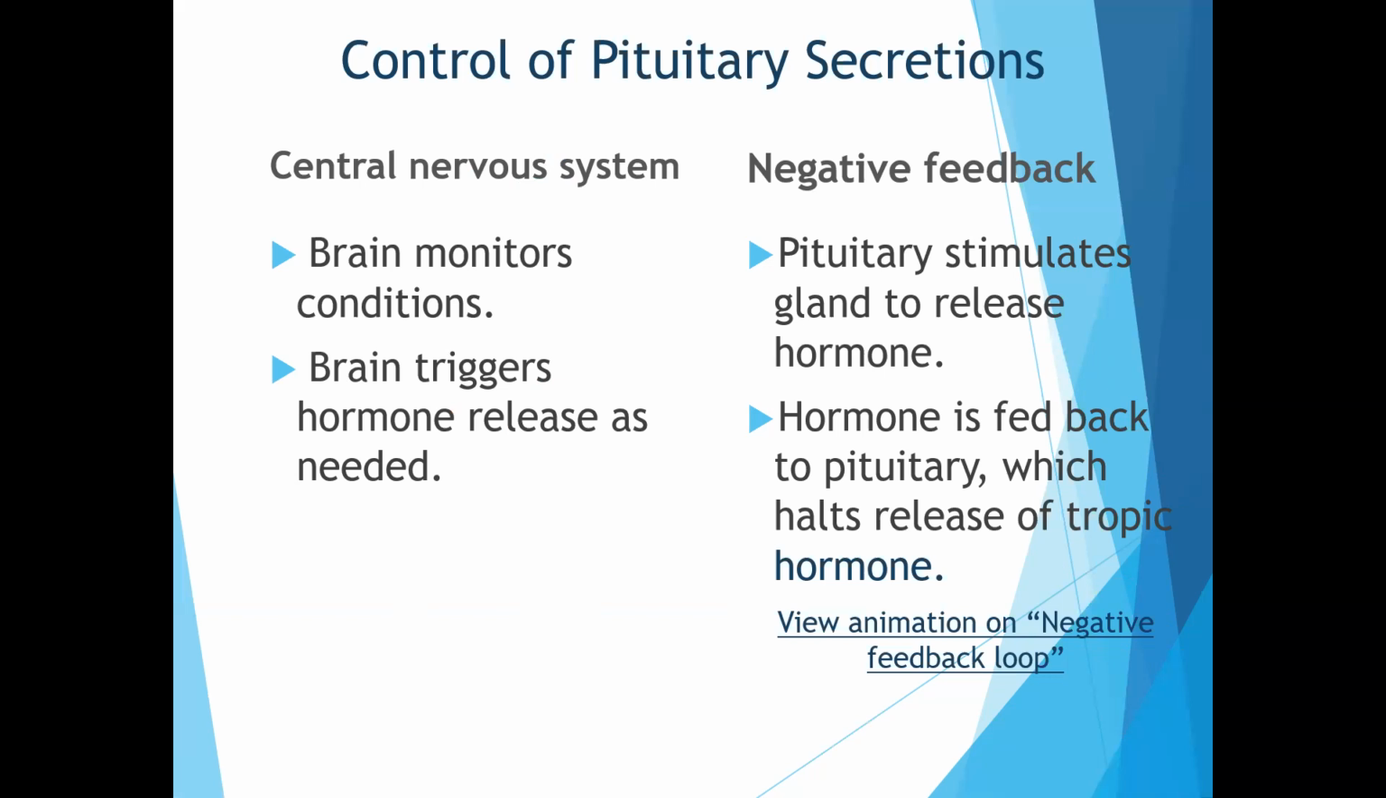It also has a negative feedback system. That's the primary control. So in general, our pituitary gland is stimulated to release a specific hormone. If we end up getting a feedback saying, hey, that hormone is high in concentration, it'll then halt the release of additional hormone. So too much hormone equals reduction in release. So that's our negative feedback system.